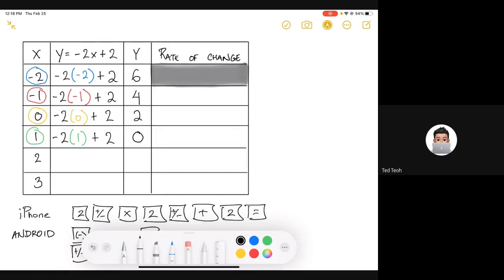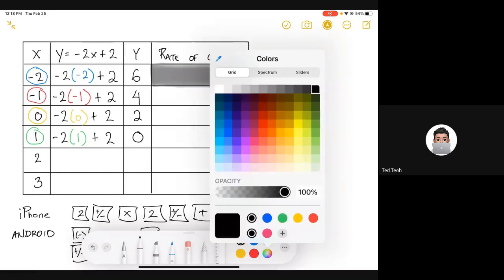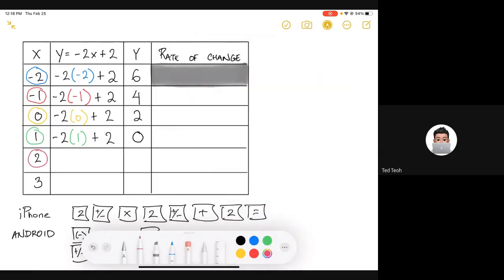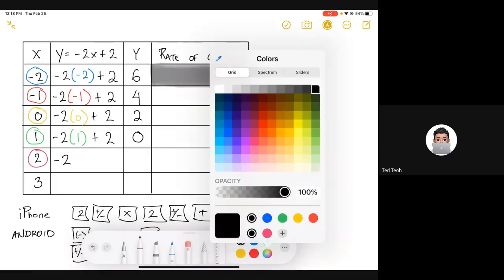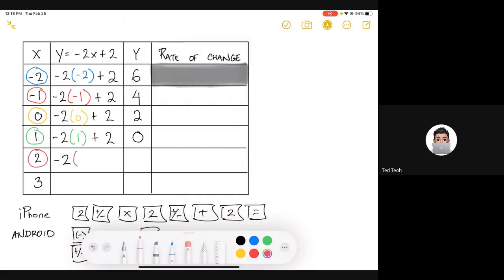Right, you're going to get 0 here. The next one, let's use a pink, whatever color this is. Okay, so you're going to have negative 2 times 2 plus 2, which gives you negative 2. So just be careful. And then the last one, I'm just going to write it all in black.